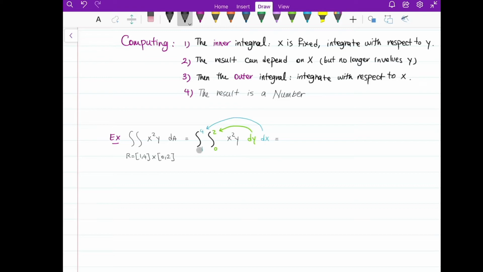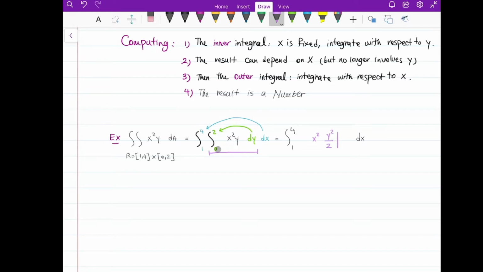So I'm going to calculate the inner integral. I'm going to write the outer integral, I'm not going to change it. And then I'm going to just calculate the inner integral, this one. Okay, how do I do that? x is fixed, okay? x is just like a constant, and y is my variable. So like assume that you have 5 squared times y dy. So what is the integral of that? It would be x squared, the constant, and then the antiderivative of y is y squared over 2.